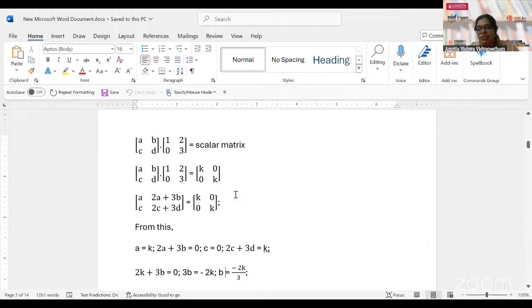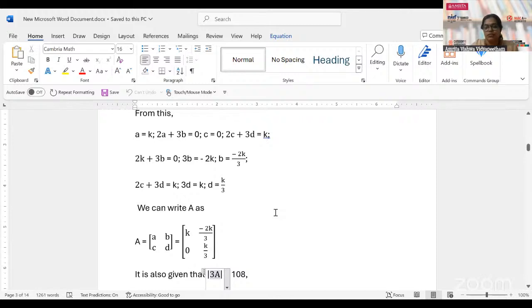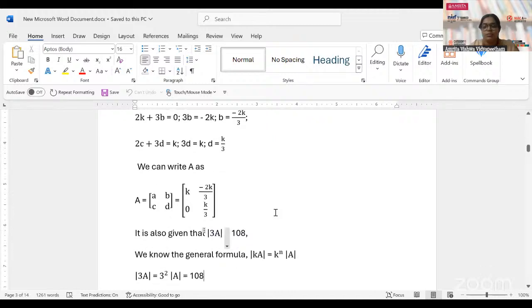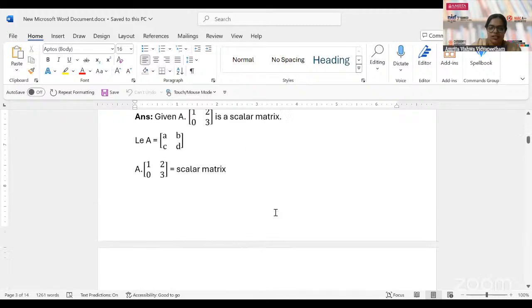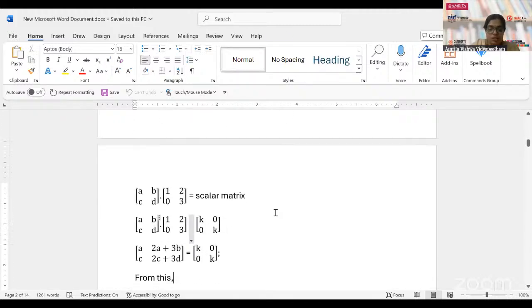When it's a scalar matrix, I already have an idea. The diagonal elements are going to be k, the main diagonal, and the rest all are 0. So it's going to be k, k and 0, 0. Now you can just multiply this as it's a product, form different equations, equate to k, then try to find out the values of a, b, and c. It will be in terms of k only. You can substitute it back and compare it with the determinant of 3A and then solve this question. So I've just shown you the method in which you can start solving this question.